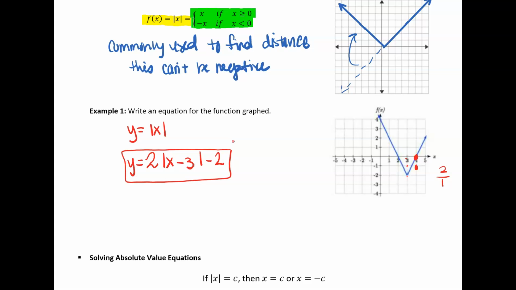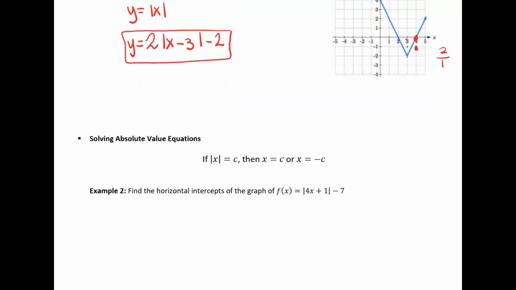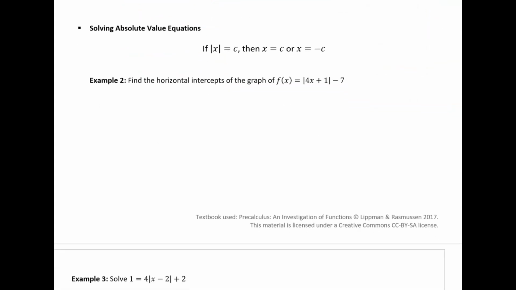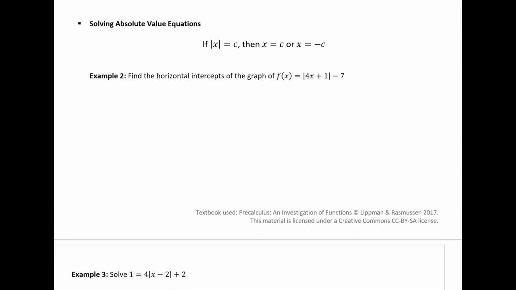So you're still going to have to apply your transformations even on the absolute value function graph. Now let's get into the grit of it, and let's look at the solving that we're going to have to reproduce, especially on the homework and as we move forward into the exam. So it says solving absolute value equations. It says if the absolute value of x is equal to c, then x is equal to c, or x is equal to negative c.